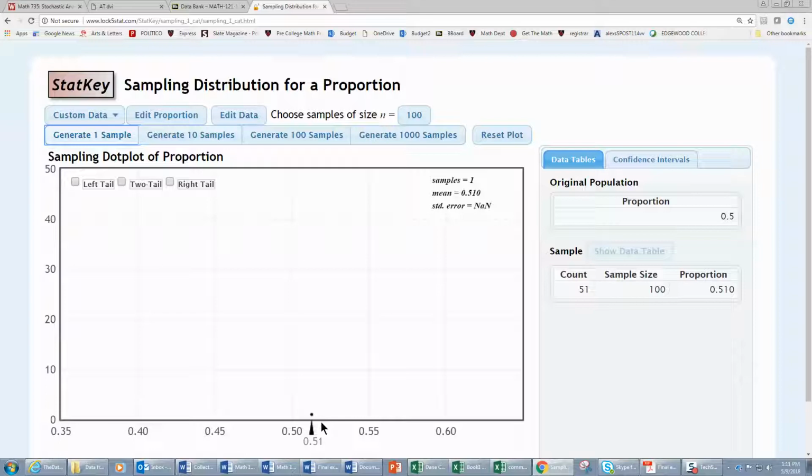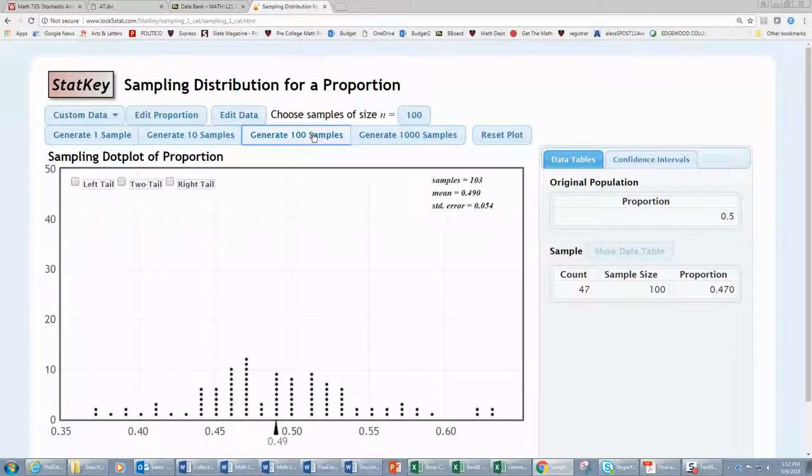So you go out and you survey 100 people, and maybe you don't find exactly 50%, maybe you find 51%. Or do it again, it's also 51%. Do it again. This time it was all the way down here at about 44%, or 0.44. And let's just generate a whole bunch of samples at once. There's 100, there's another 100.